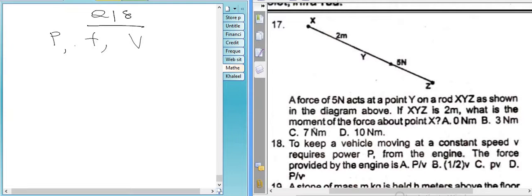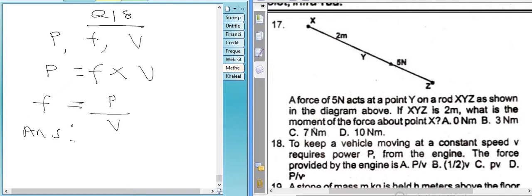So here I'm looking for the expression that relates power, force, and velocity. Therefore, I know that power is equal to force times velocity. So in the question, I am asked to find the resultant force. So the force is going to be equal to the power over velocity. Therefore, option A is the answer, which is the power over velocity. So option A is the answer.